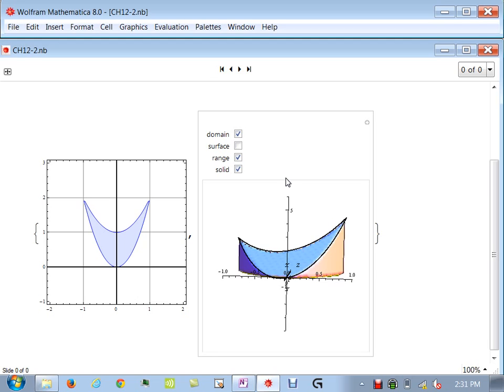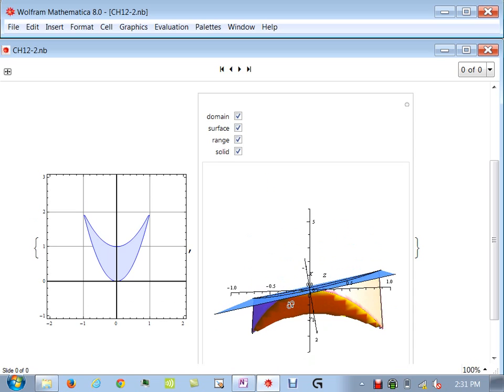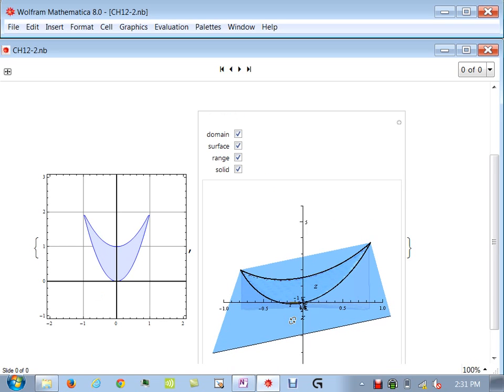But look at this side. Does that look the same? Because the plane x plus 2y that we're finding the volume under, the surface, is not symmetric over the origin. That's why. So you would have to have symmetry of the surface in order to do that. It's a good question.